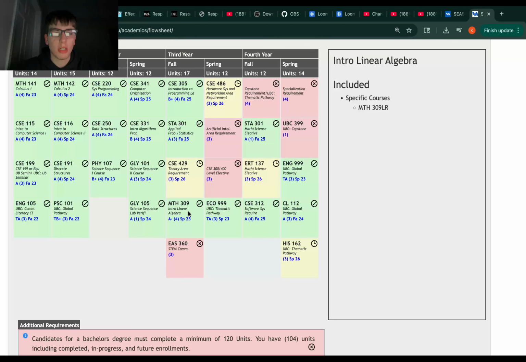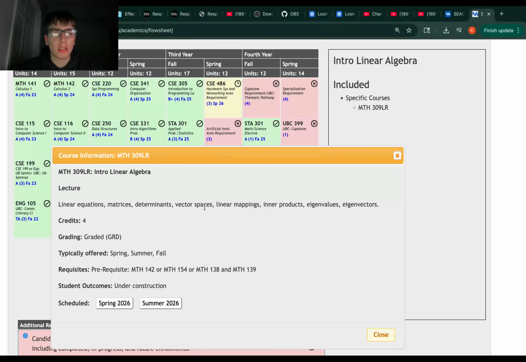And then also I took 309. This is my second spring semester. I took linear algebra. Going into this class, I really thought I was gonna like linear algebra. It was more theoretical than what I thought in the teaching aspect, but the exams were all like solve this matrix, do whatever with this matrix.